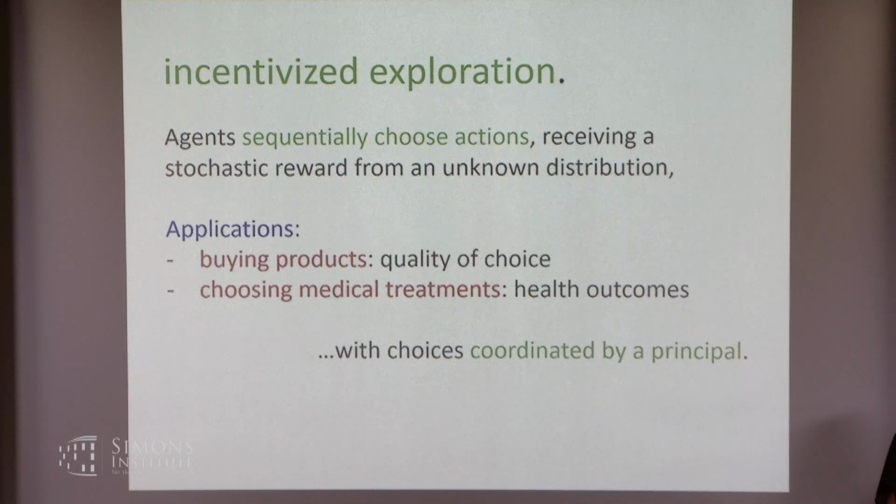You could have other applications as well. You might be buying products and each product has some quality and you're trying to be Amazon or something like that and trying to help the agents find the product of high quality. You could be choosing medical treatments and here each medical treatment might have a different health outcome. But importantly, in this literature and in the case I'm studying today, the payoff of a particular choice is going to be a common value object. So everybody gets the same stochastic reward for a fixed action.